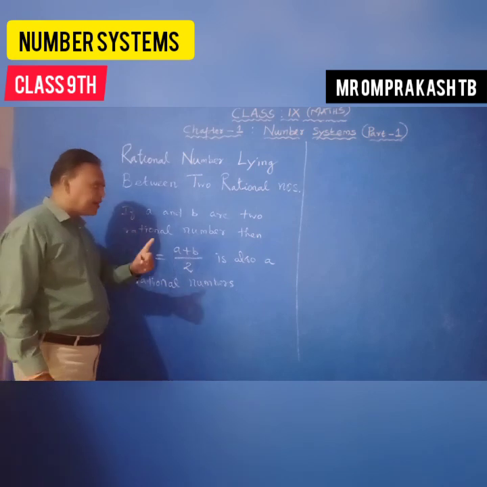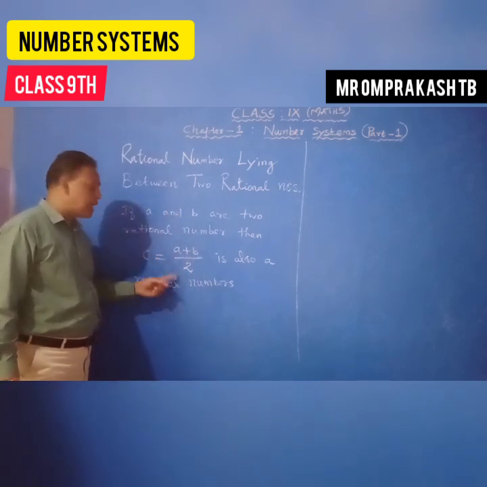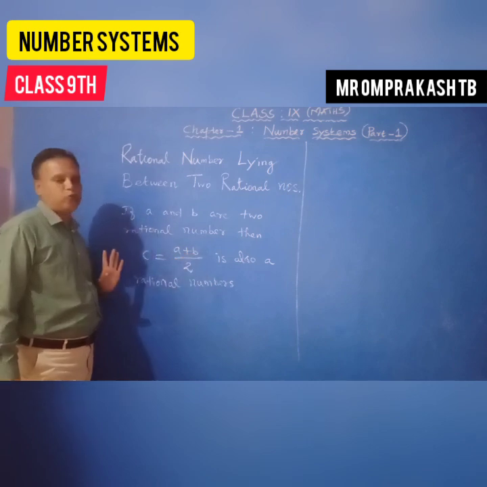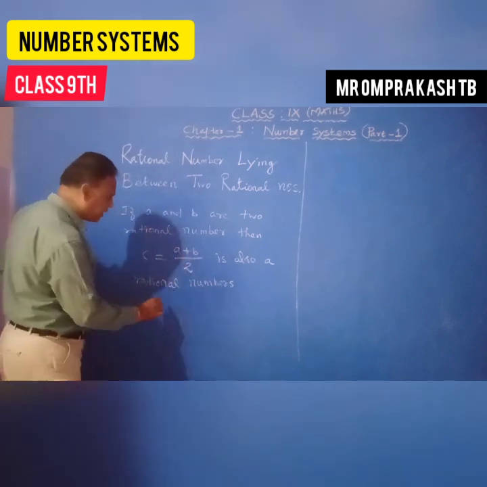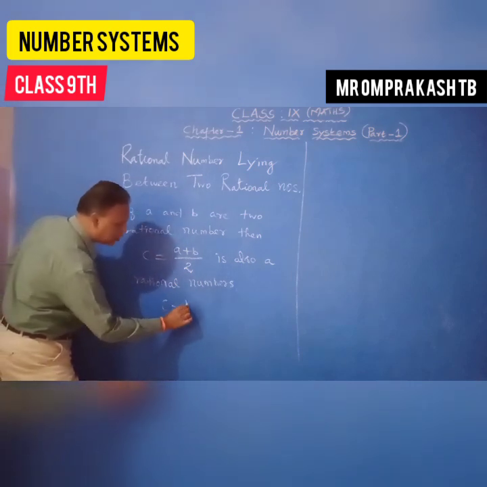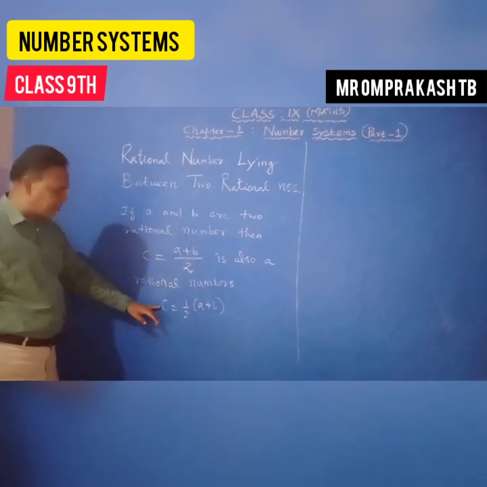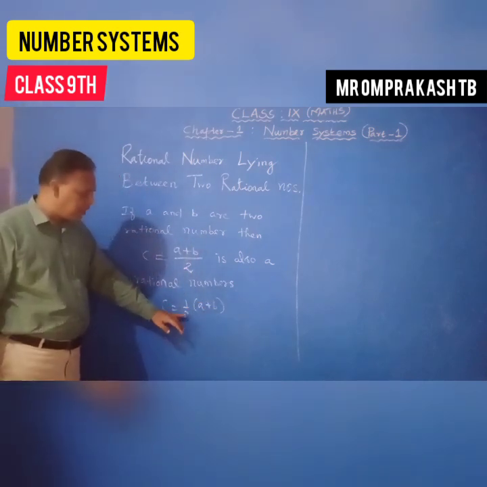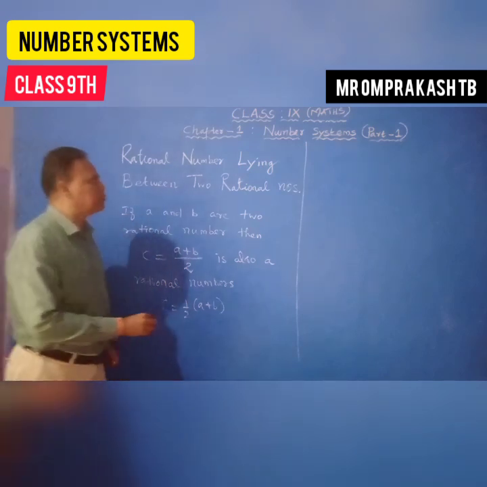So to find one rational number between two rational numbers, what you have to do is just add and divide by 2. Or this can be written as C is equal to 1 by 2 into A plus B. For our convenience, you write 1 by 2 into A plus B. That is better.